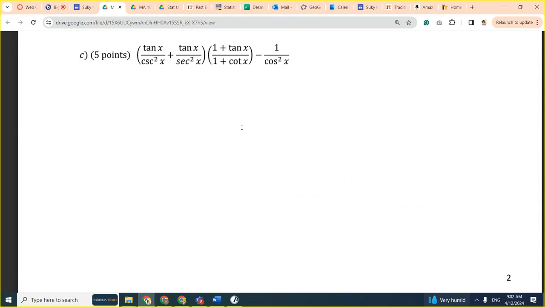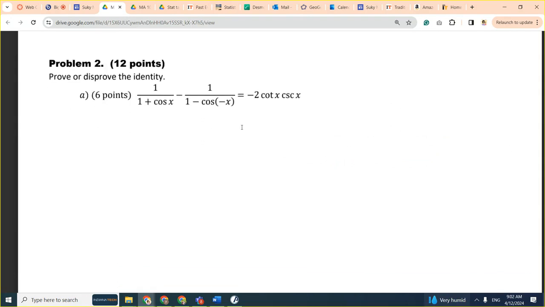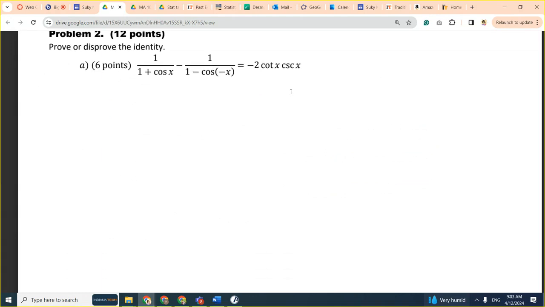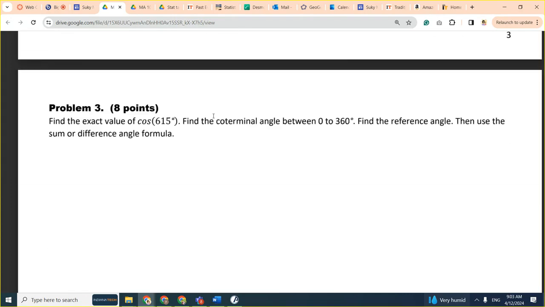Exactly. And then problem 2 is you look at your left-hand side and you simplify it until you get the right-hand side. Or you can also start with the right-hand side and simplify it, so the left-hand side and right-hand side equal the same thing.